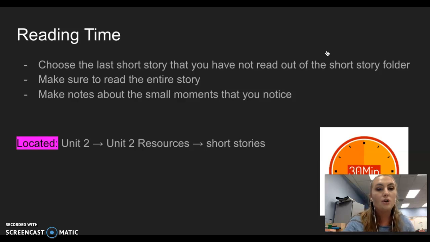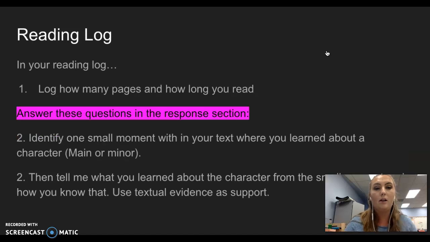It's located under the Unit 2 Resources Short Stories. Choose the one that you have not read yet. Read it all the way through, and then once you're done, you can move on to the reading log. Now, the reading log is you're just going to record how many pages you read and how long it took you to read it. And then you're going to answer these questions in the response section.